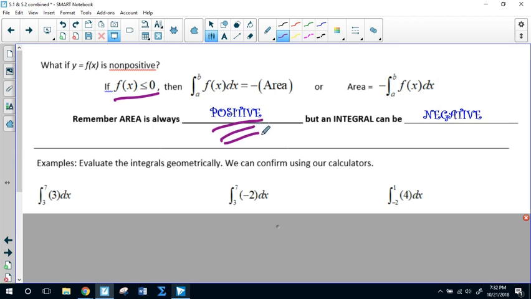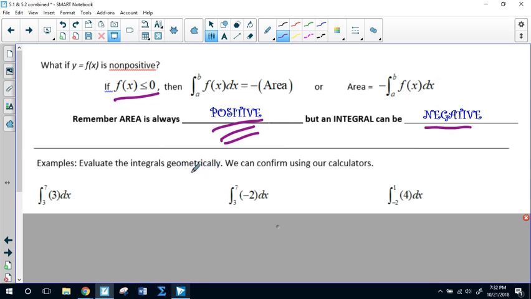Just like speed is always positive. An integral itself can be negative, just like velocity can be negative. It would give you the location of your function where it is at. But when we talk about area specifically, we want to talk about it being positive.